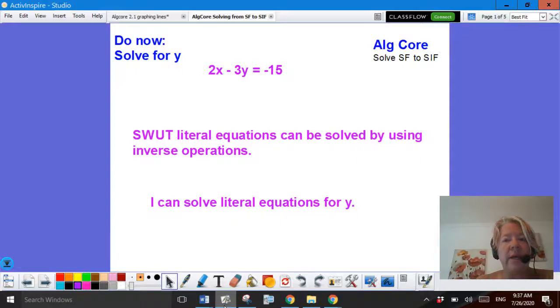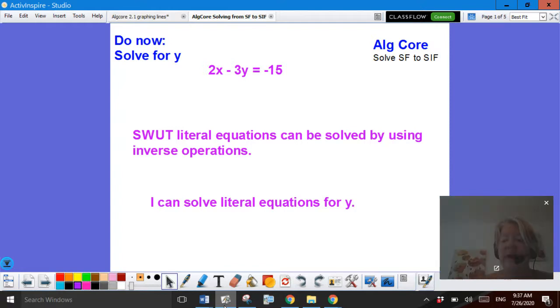Okay, so today, before we start doing more graphing, we have to do a quick refresher on how do we solve to y equals from standard form. Okay, how do we solve to y equals from standard form?